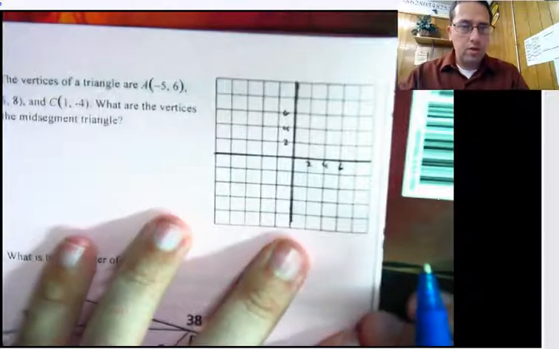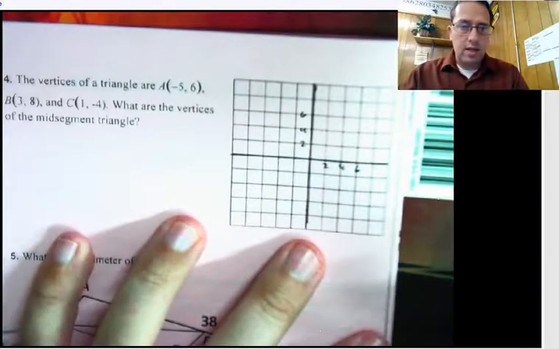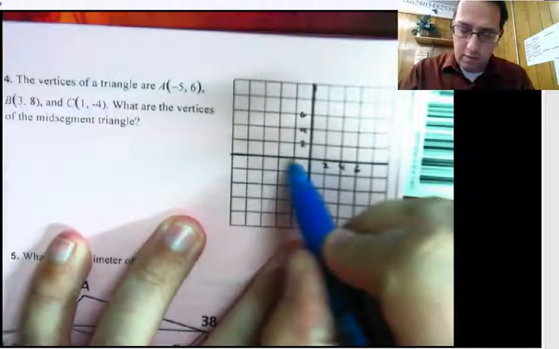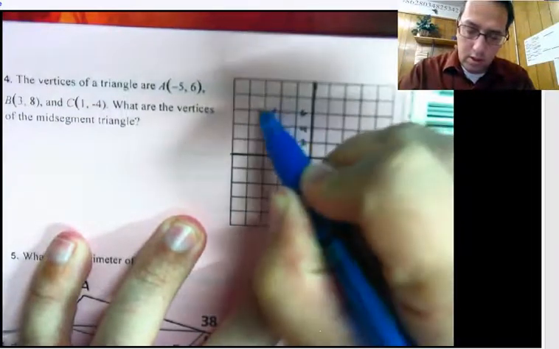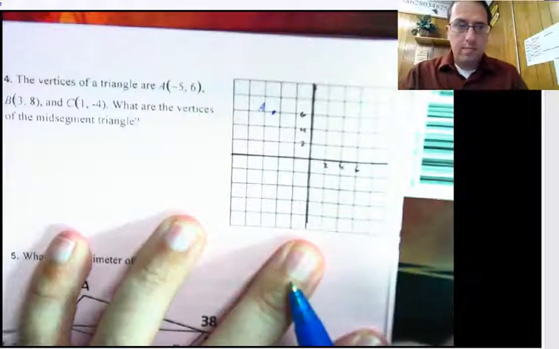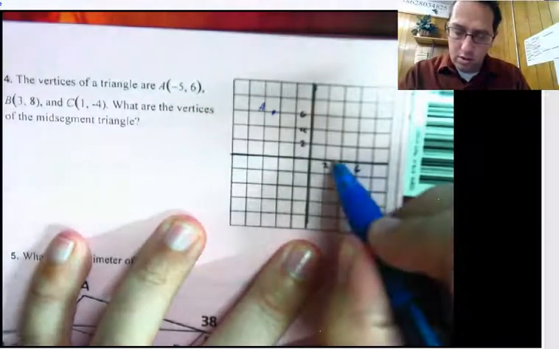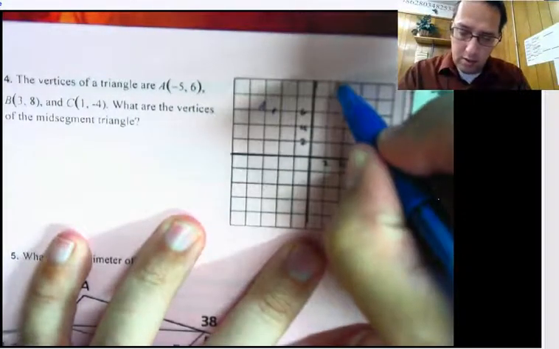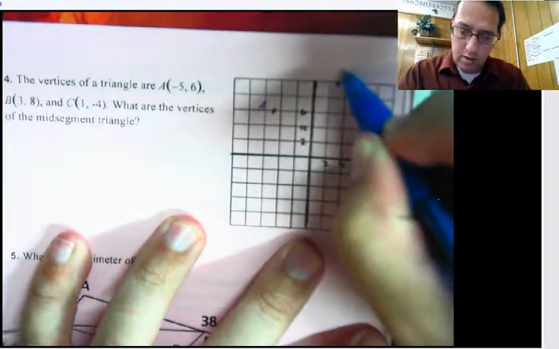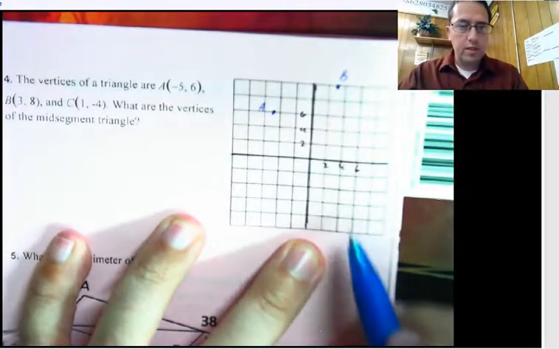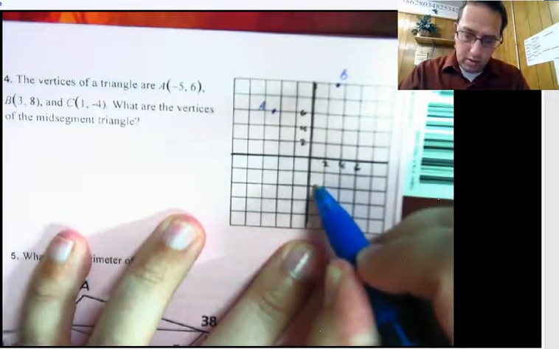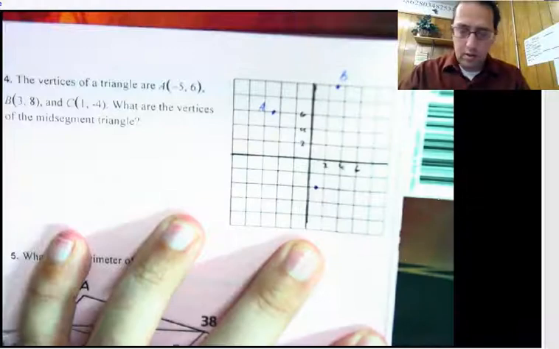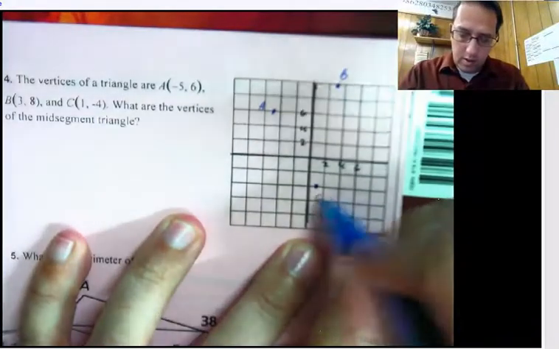Okay. So A is at -5, 6. So -2, 4, 5, and up 6. Okay. There's point A. B is at 3, 8. Way up here. B. C is at 1, -4. 1, -4. Right there. C.